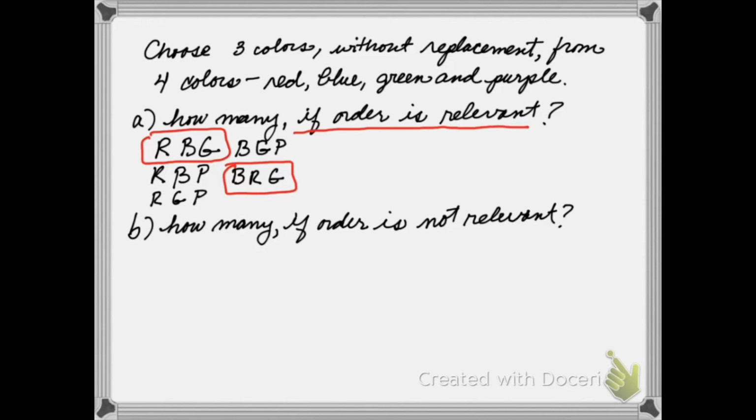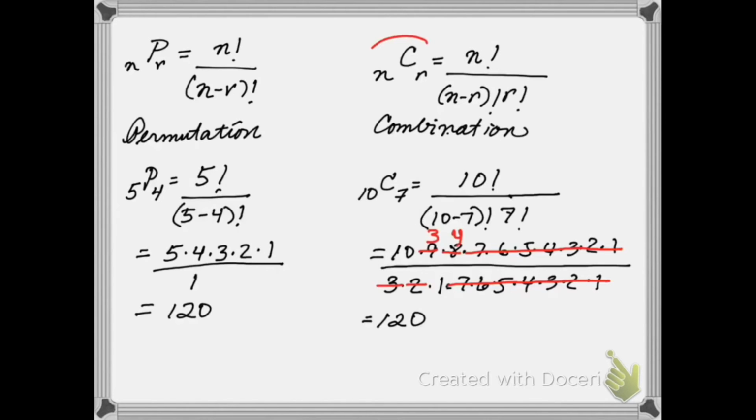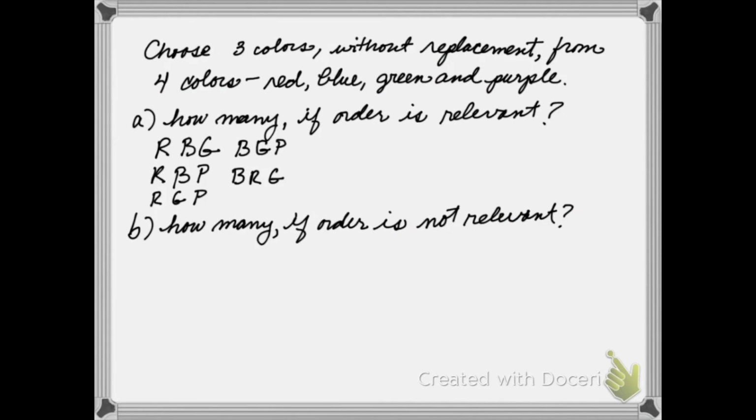Okay? Now, I'm not going to keep listing these out because I have a way of counting them that doesn't force me to list them out. And that way of counting them is from these operations here. So these operations here are what help me to count in this situation. The way it works is that I'm going to be choosing 3 from 4 colors, and then because the order is relevant, I'm going to use the P.